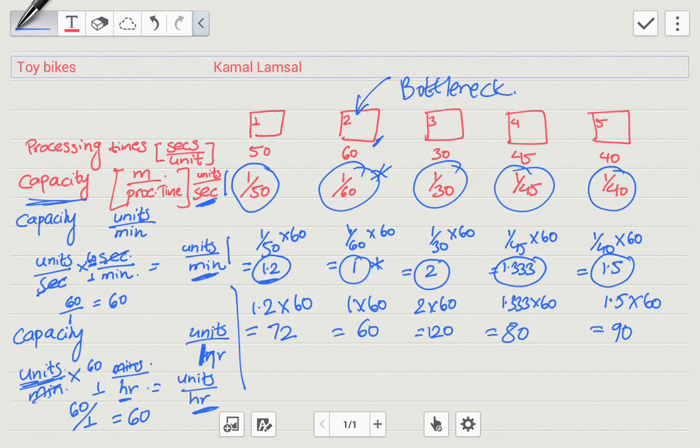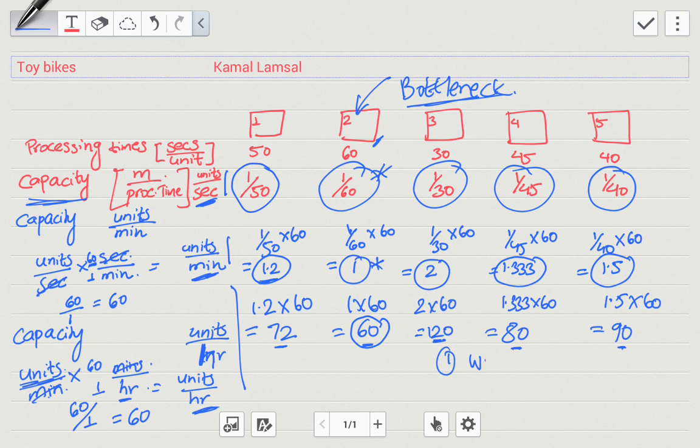Looking at units per hour, the capacity of the first worker is 72 units per hour. The capacity of the second worker is 60 units per hour. The capacity of the third worker is 120 units per hour. The capacity of the fourth worker is 80 units per hour. The capacity of the fifth worker is 90 units per hour. 60 is the smallest value. That's why worker 2 is the bottleneck. Thus, we have answered both questions.